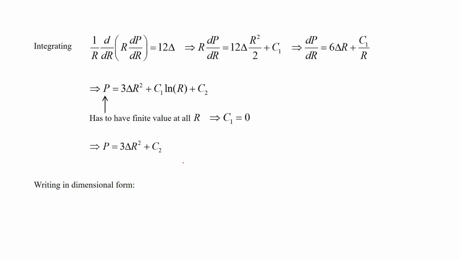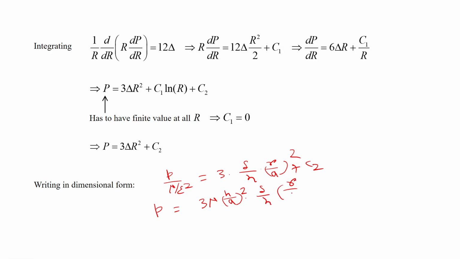So, it is p by p star. So, p star is mu by epsilon square, is equal to 3 into delta by h and r square. So, r square is r by a square plus C 2 here, let us say. So, this P will therefore be equal to 3 mu into epsilon square. So, epsilon square is h by a whole square, and this is delta by h and r by a square, so r by a square plus C 2.